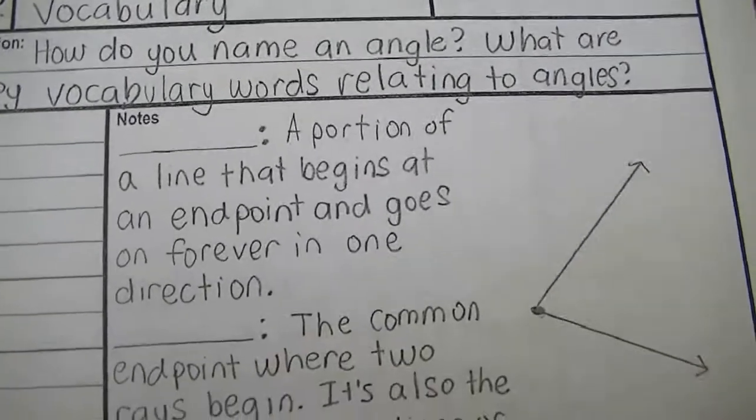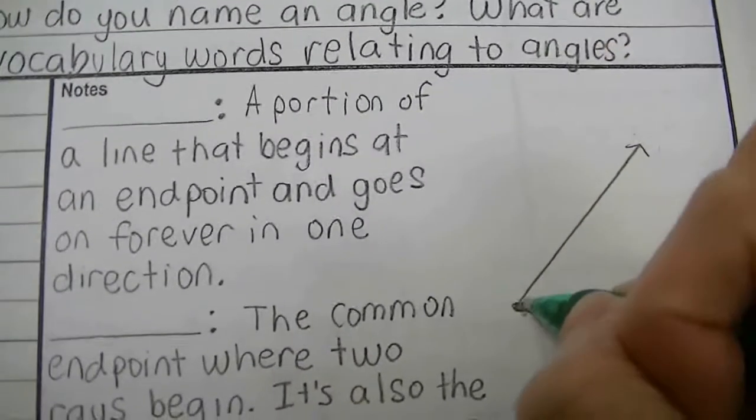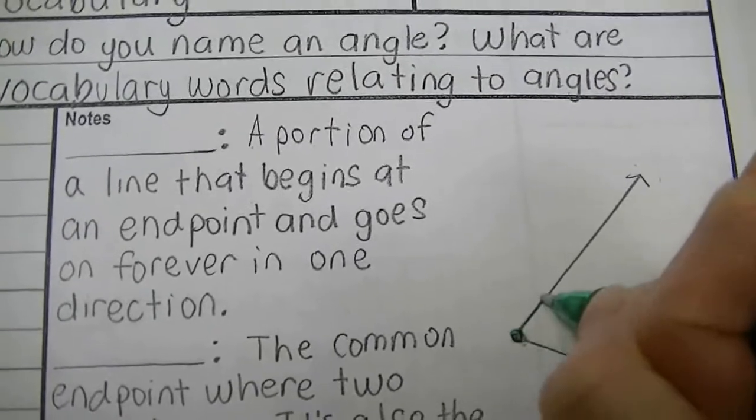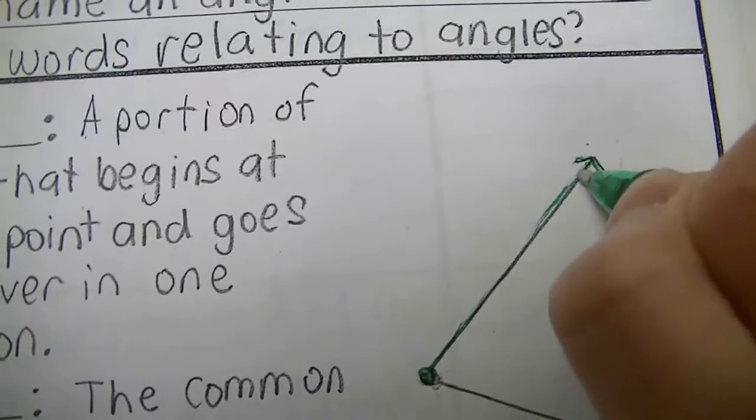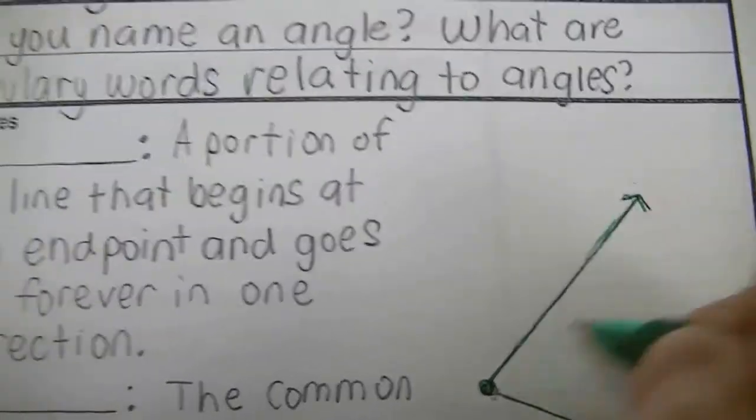forever in one direction. And it would look like this. So it begins at an endpoint and it goes forever in one direction. And the reason I know it's going forever in one direction is because of that arrow, okay? And that right there is called a ray.